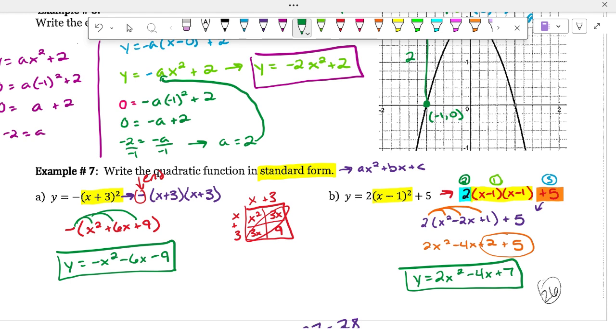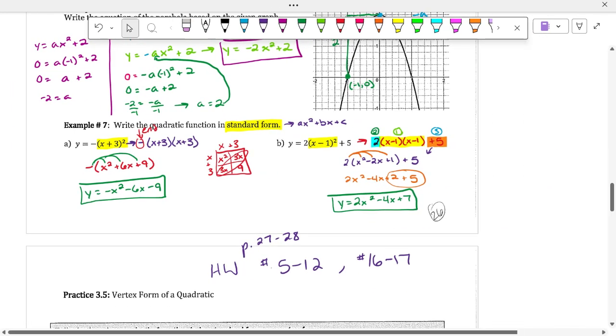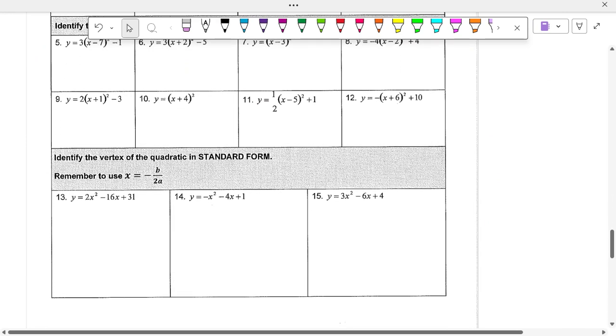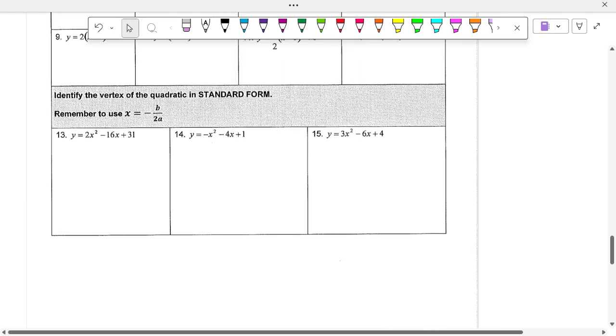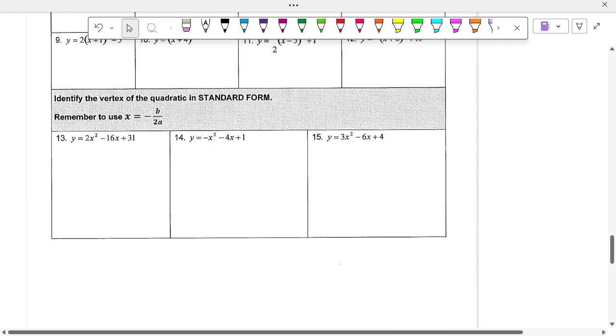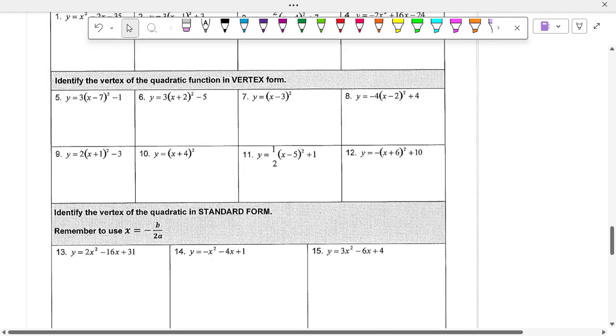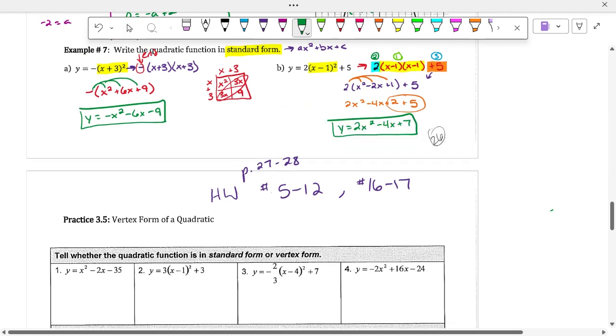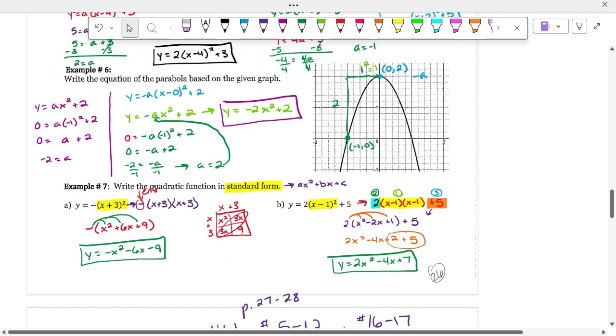All right, any questions on this? Okay, so for homework tonight, never mind. I don't like what that's down there. I know you guys already know how to do that.